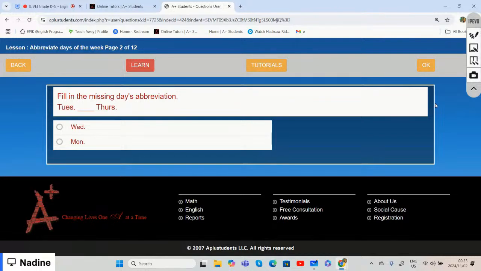So we have Tuesday. What is our missing word over here? Is it Wednesday or is it Monday and then Thursday? So Tuesday, what is the missing one? And then Thursday. Which one is correct? Yes, please write sentences.